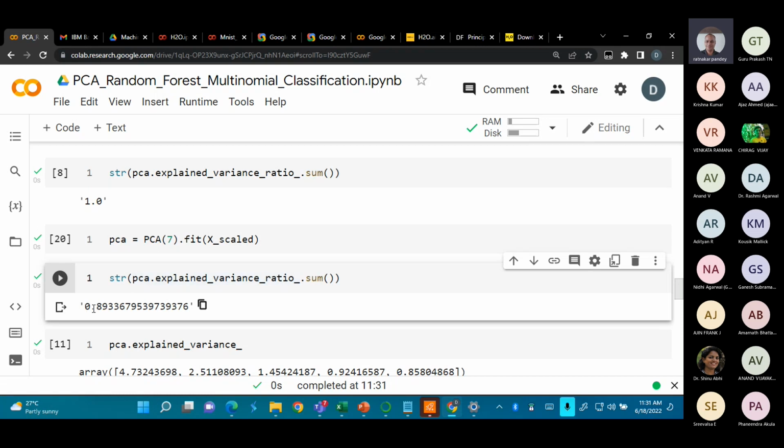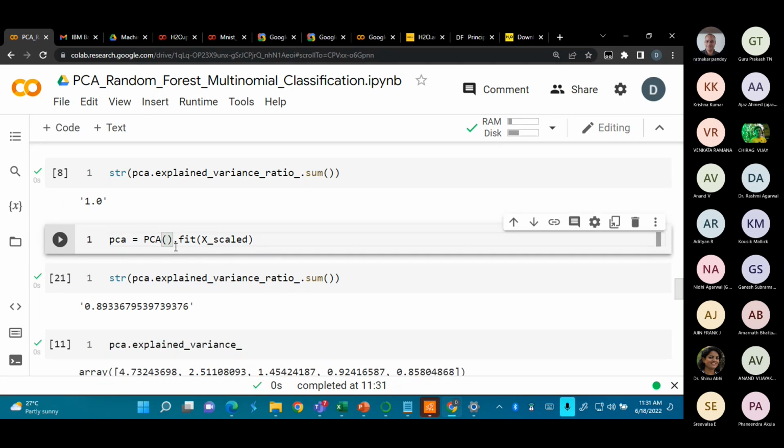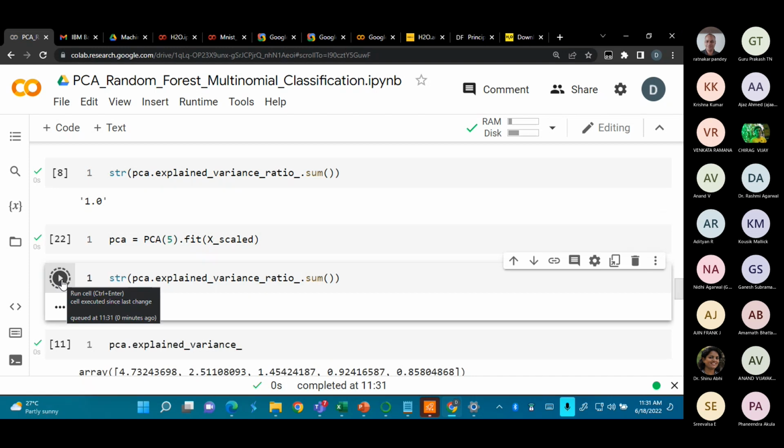I'm getting close to 90%, right? So let's say for whatever reasons, your stakeholders say I must have the PCAs which are explaining 90% of the data. Then in that case, I would have to choose 7 components. However, let's just go with the 5 components as of now. And I'm explaining 80%. So original number of features were 13, right?